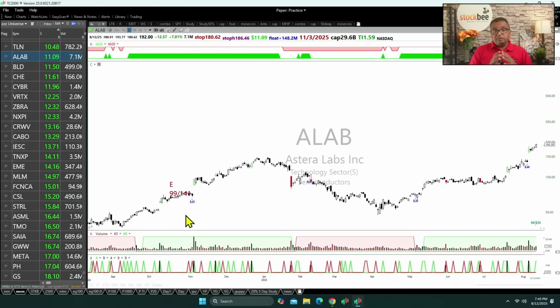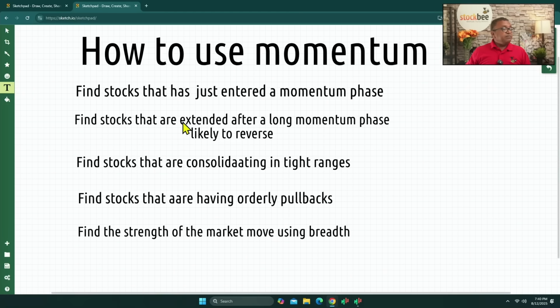This will not be possible to do with relative momentum. So this is one of the ways in which you can use momentum, which is to identify stocks that have just entered a momentum phase. Once you identify a stock which has just entered a momentum phase, you want to wait for the first pullback or first consolidation and then buy from that pullback or consolidation. The second way in which you can use momentum is to find stocks that are extended after a long momentum phase, which are likely to reverse, right?